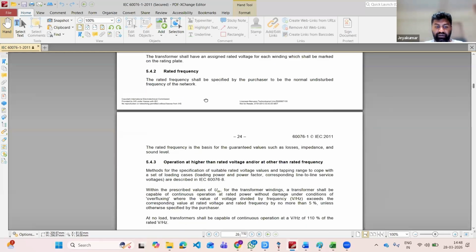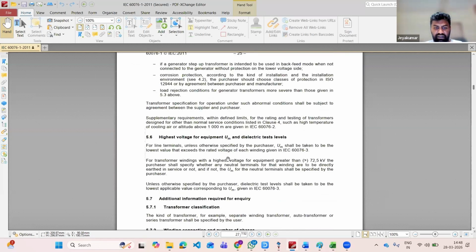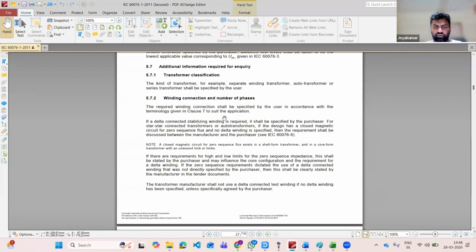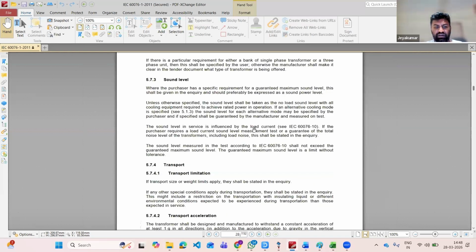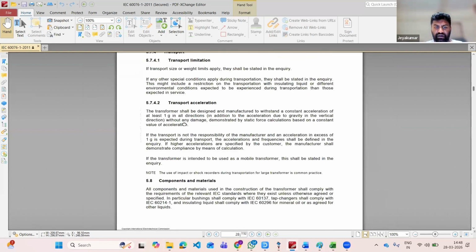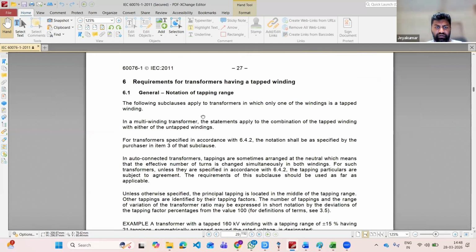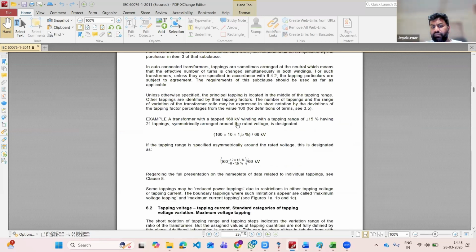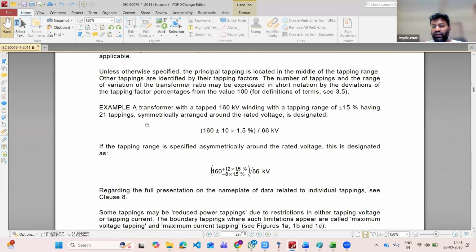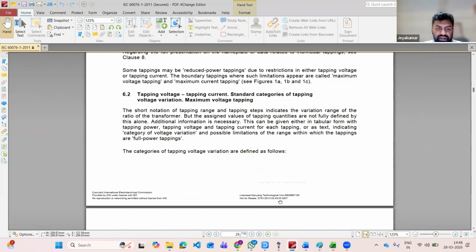Then rated voltage and frequency. Frequency is nothing, that one thing. Winding connection, we talked about star and delta. That is one thing, and the transport aspect you need to look at. Then the tapping part we are mentioning, the tap range that you need to specify typically. So that is also very important.